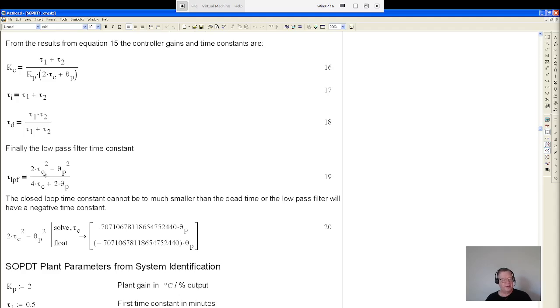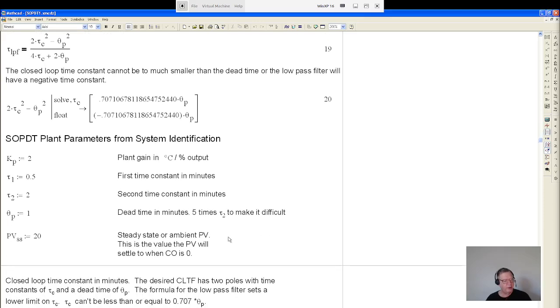The closed loop time constant has to be greater than 0.707 of the dead time. The reason is that if not, then this term would be negative. Now, it's possible that I could really ignore this term and make the controller time constant smaller, but I didn't in this case.